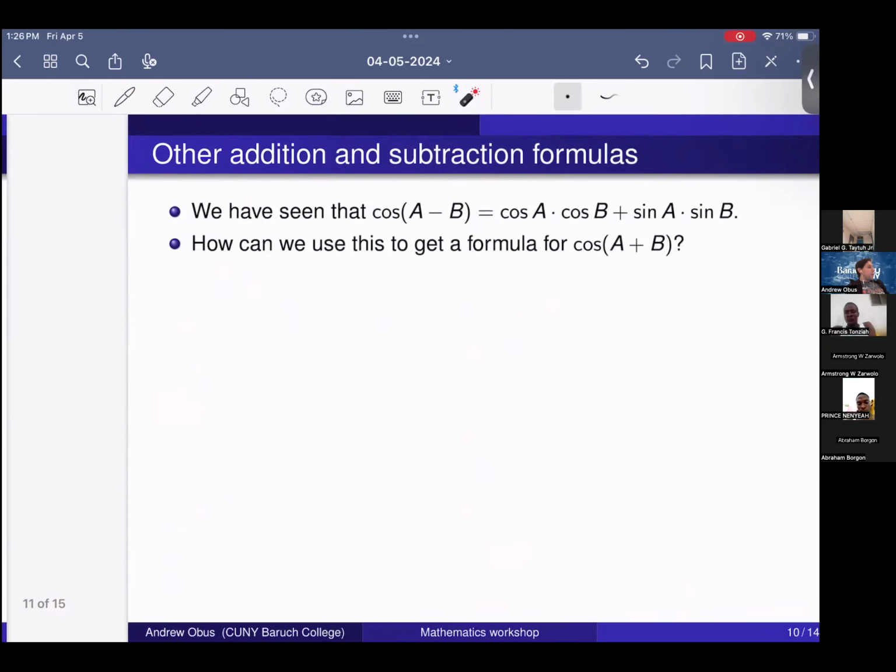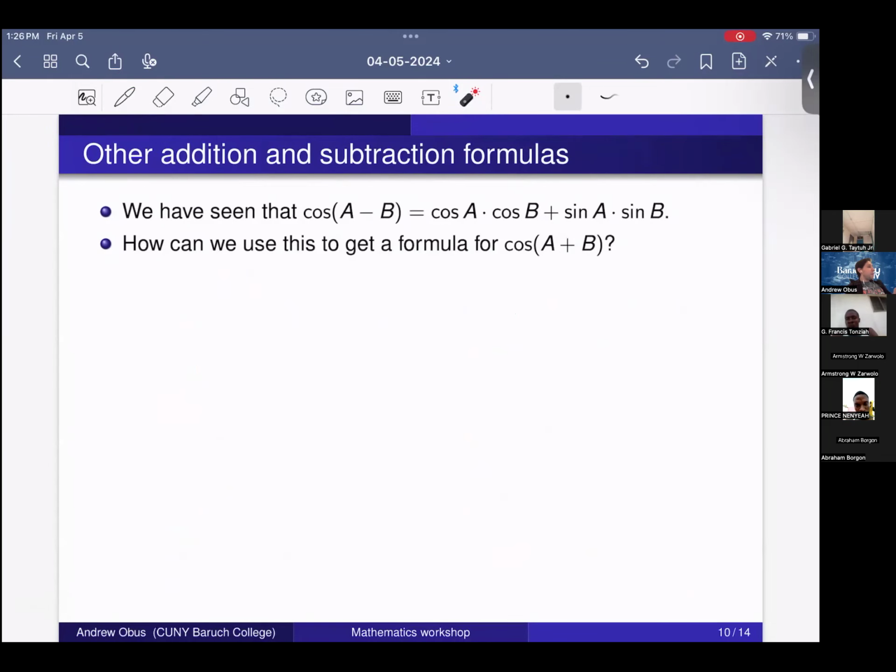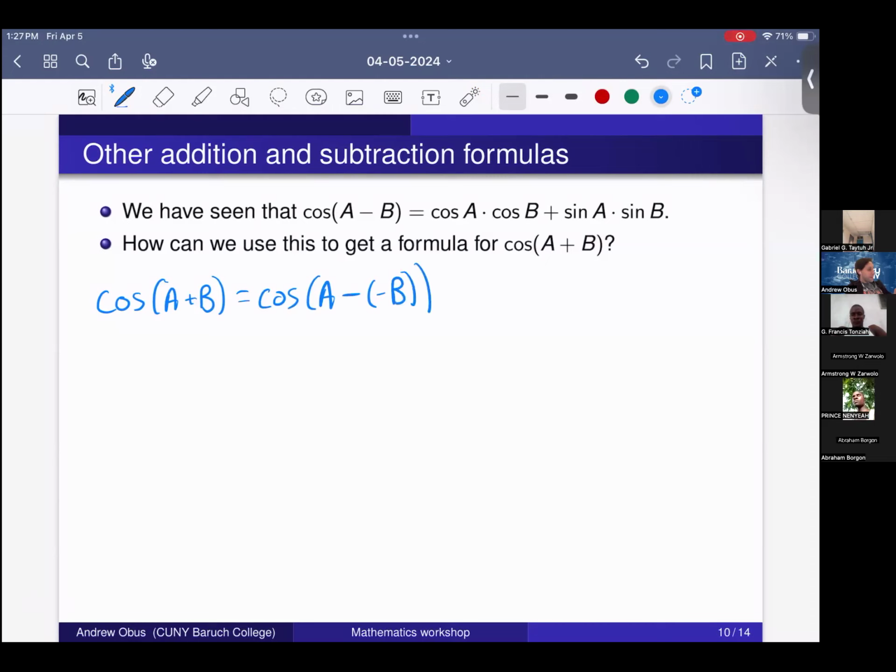So, okay, good. So we have this formula. Now our question is, how can we use this to get a formula for cosine of a plus b, right? I started with cosine of a minus b because it makes the geometry easier. But what if we wanted to get a formula for cosine of a plus b? That's a basic formula that we'd like to have. Well, what do you do? Well, I can do this. I can say cosine of a plus b. Well, a plus b is the same thing as a minus minus b, right? That's the same thing as a plus b.